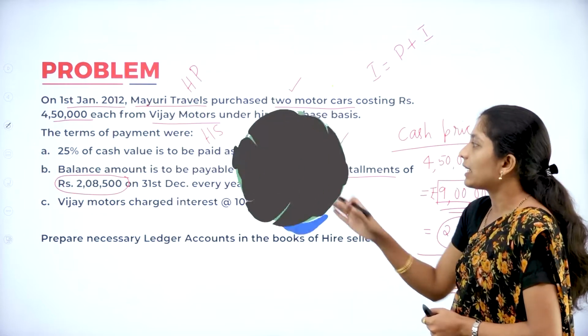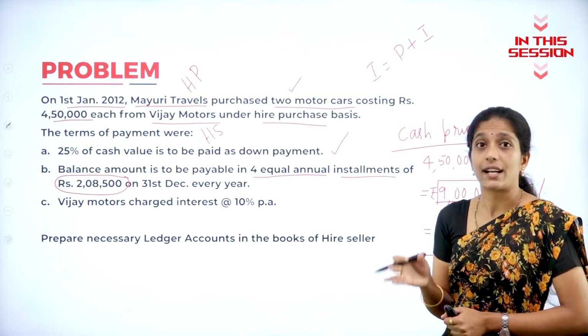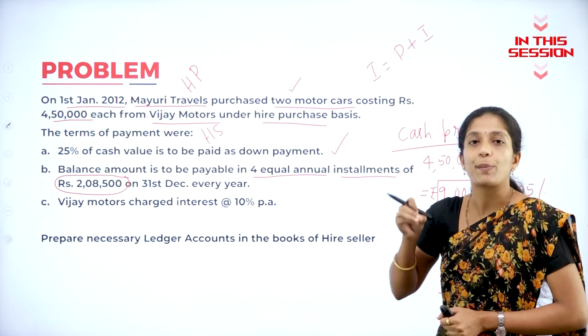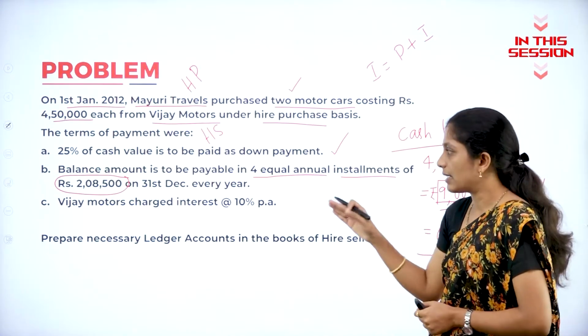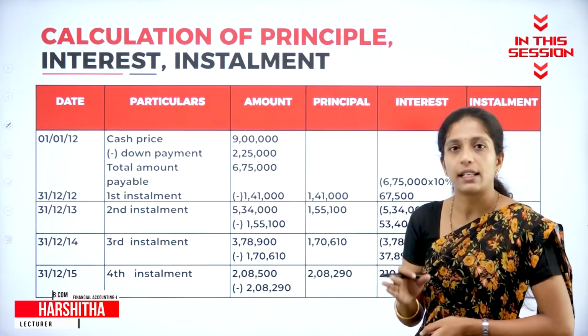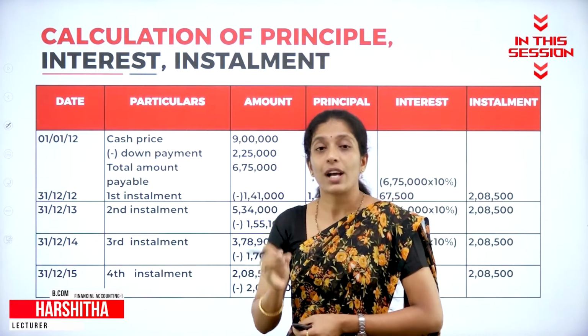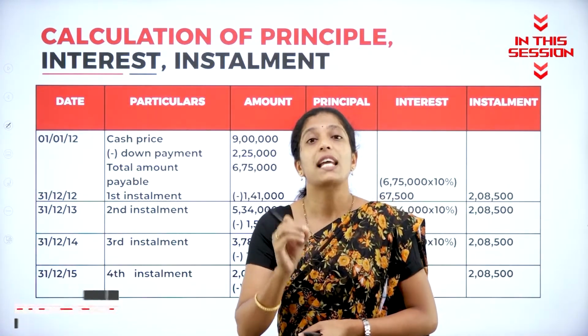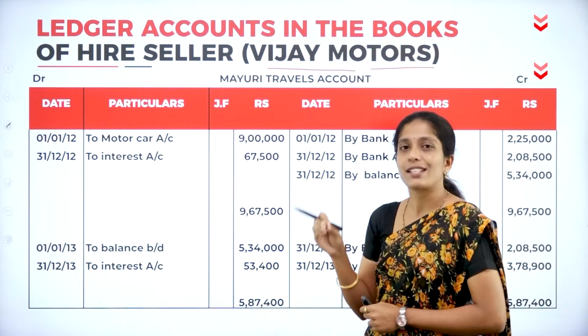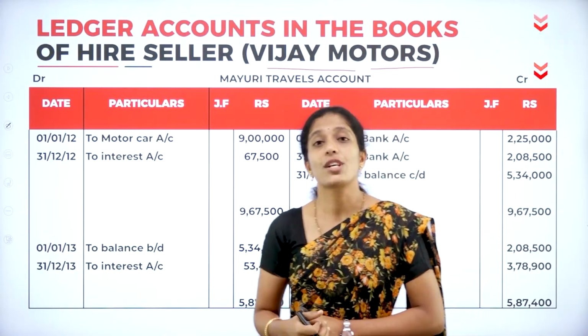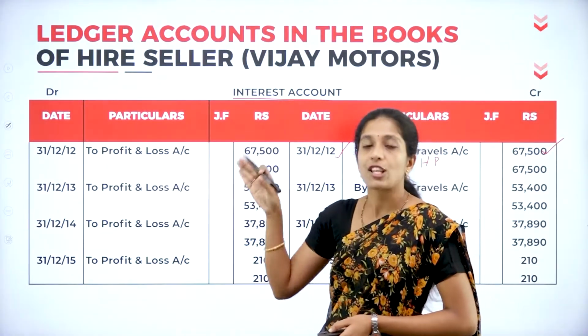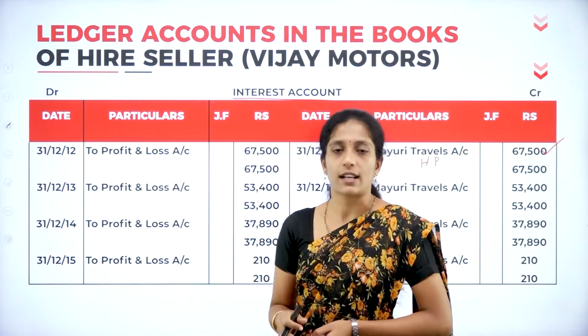So they have directly given 2,08,500 as installment, which has to be paid continuously 4 years. Here you are not going to calculate depreciation because we are going to prepare accounts in the books of hire seller. In order to record the entries in ledger account, you have to know the journal entries. This interest has to be transferred to profit and loss account.